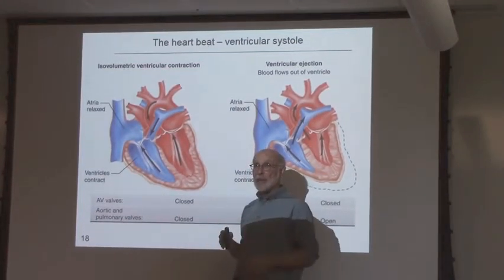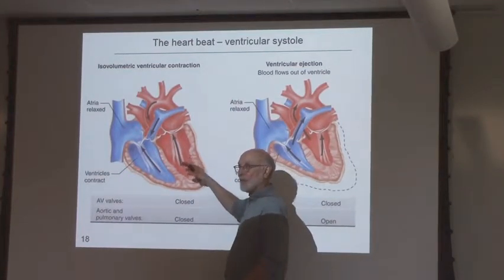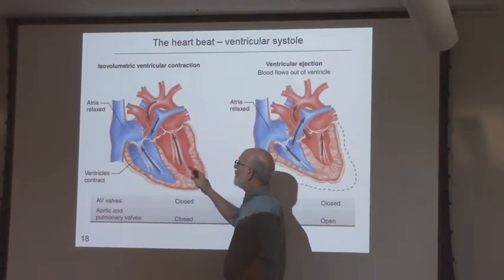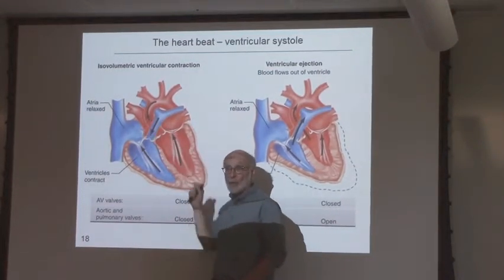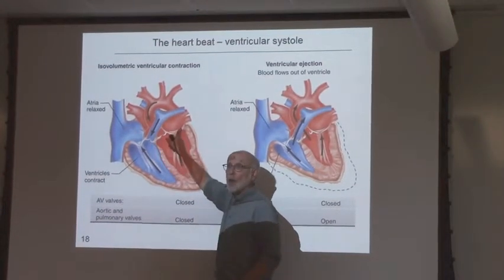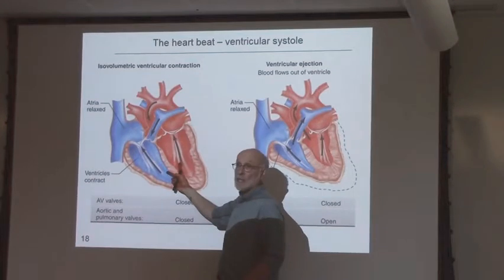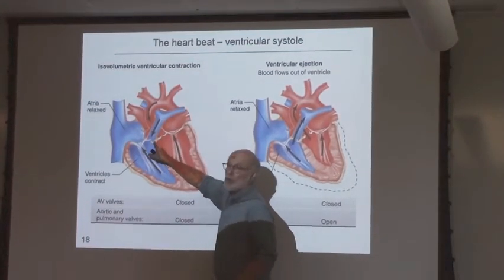We're going to walk through this slide and then take the break. So stay with me and we'll take a break. Everybody clear why this is no flow, this is no flow, this is no flow, and this is no flow? All the valves are closed. These valves, which used to be open, have been closed by this increase in pressure. And these valves, which were closed, are still closed.